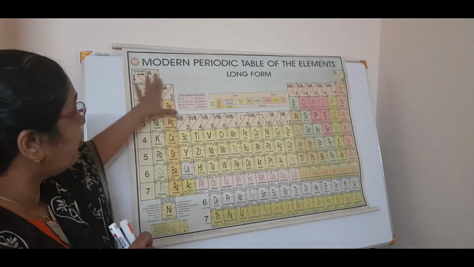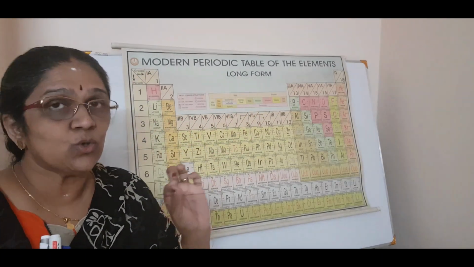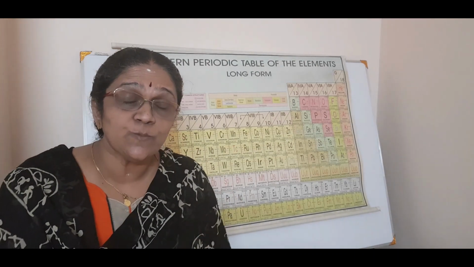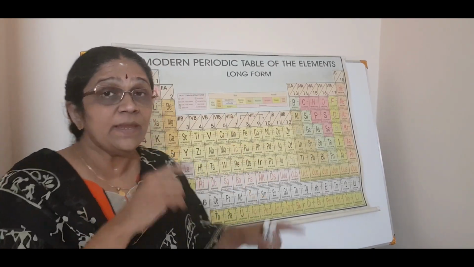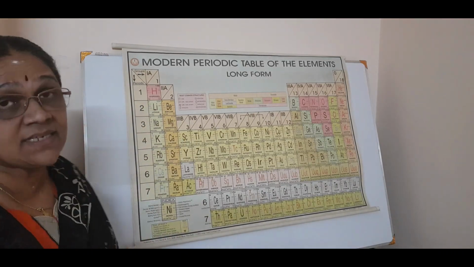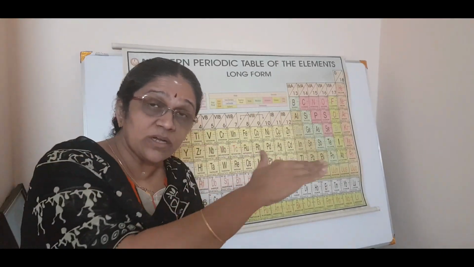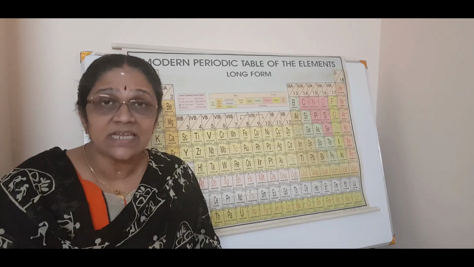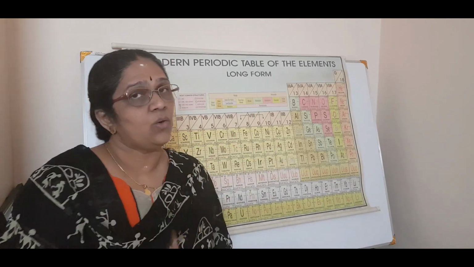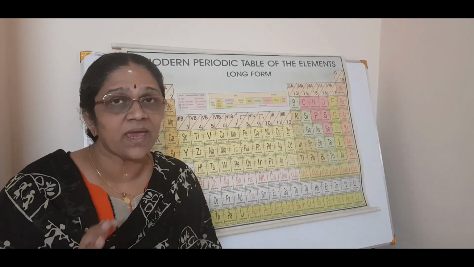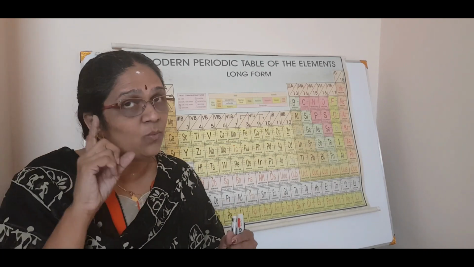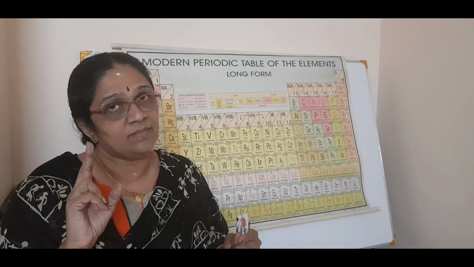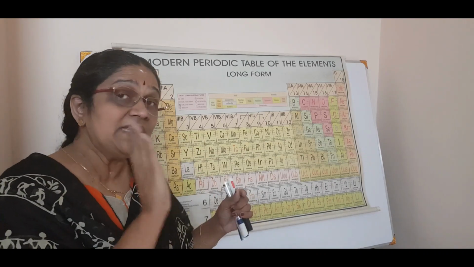How many groups are there? 18 groups are there. What are groups? Groups are vertical columns. Now how many periods are there? 7 periods. What are periods? Horizontal rows. So vertical columns and horizontal rows. So is it okay? Now do that exercise. One group in 1 day or maximum 2 days. Okay, then you will find it easy.